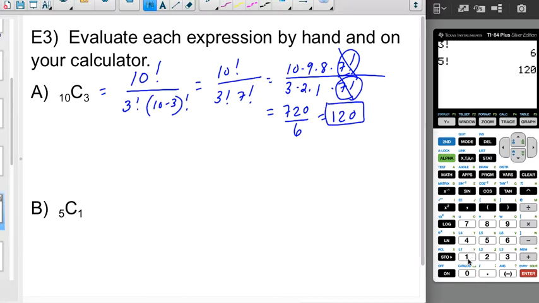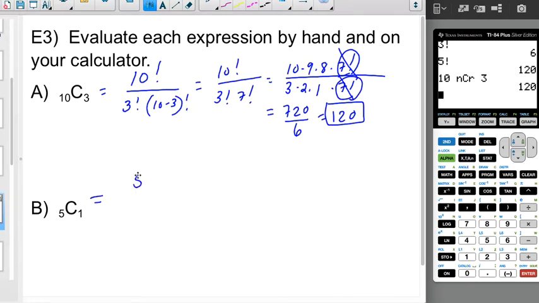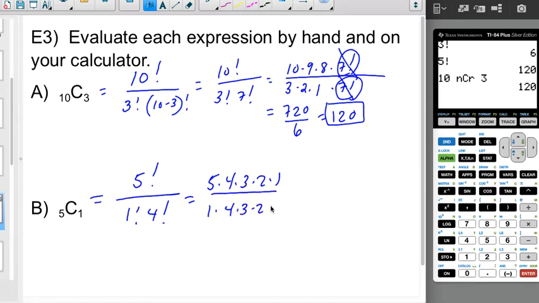If I wanted to type this in my calculator, I would do 10, math, over to probability and 3, and then I'd pick the number 3. And there's my 120. 5 choose 1 is going to be 5 factorial over 1 factorial, and then 5 minus 1 factorial, which would be 4 factorial. So I get 5 times 4 times 3 times 2 times 1. I didn't have to write that whole thing out, because what I notice is that these are all going to cancel, and I'm just going to get 5.